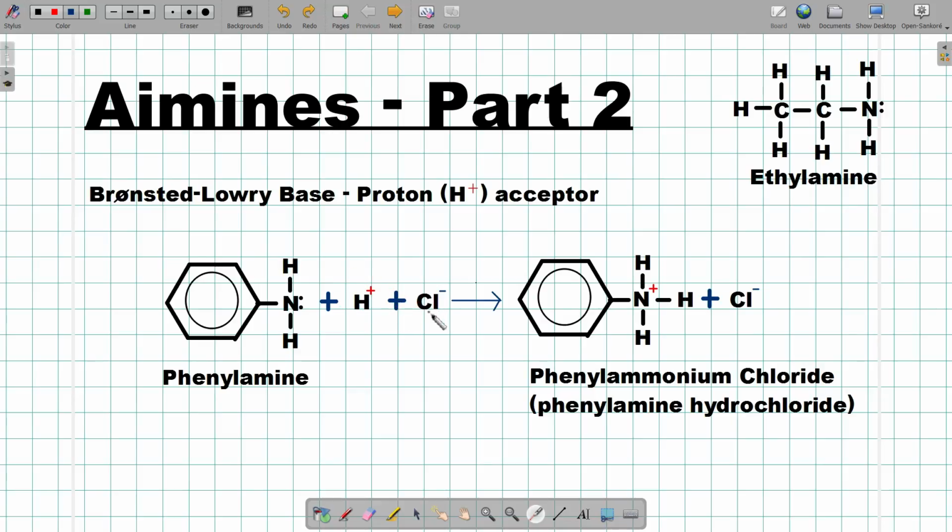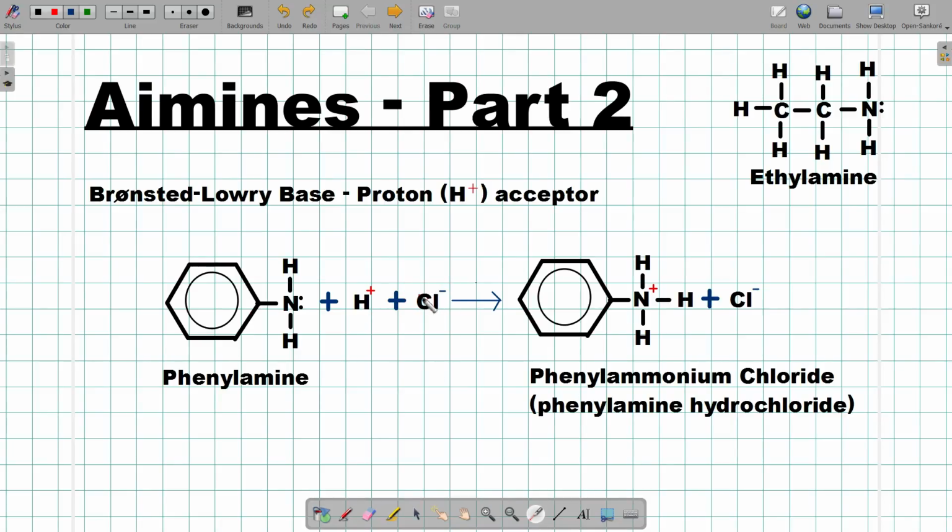And I've drawn the ions here separately. What you're really looking for here is the nitrogen with the lone pair of electrons. This nitrogen with the lone pair of electrons will form a dative covalent bond, or a coordinate bond, with the hydrogen. And so it will form a positive cation. Now in solution, a positive cation and this chloride ion are together.